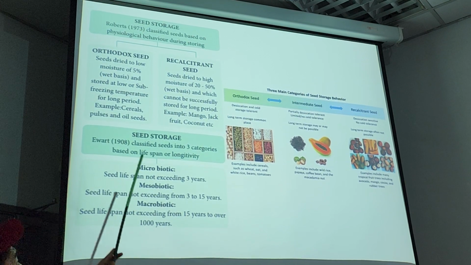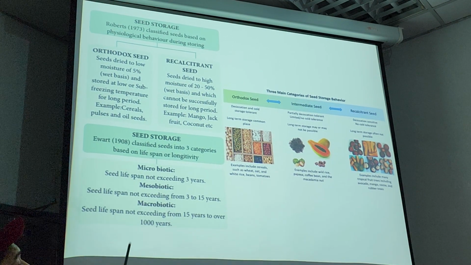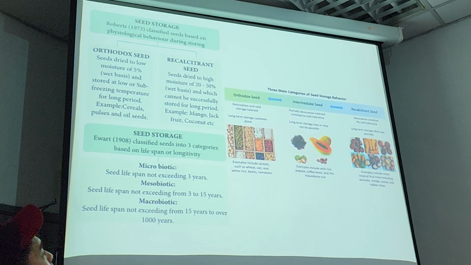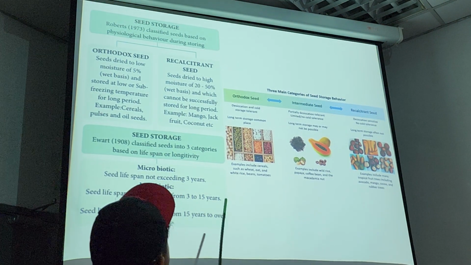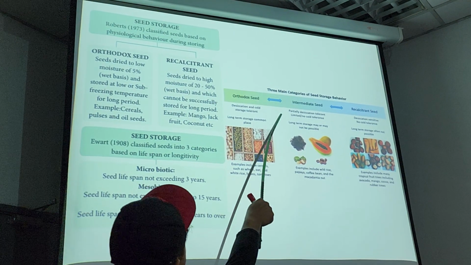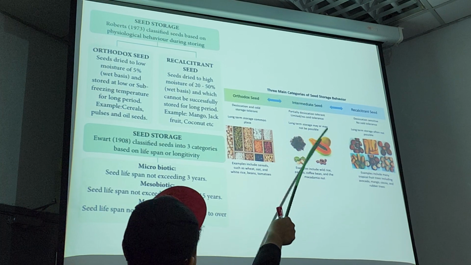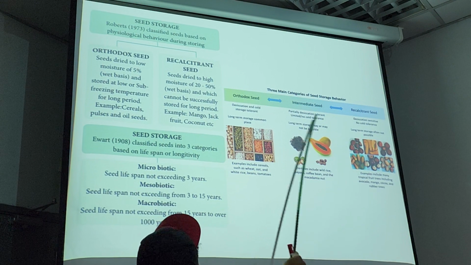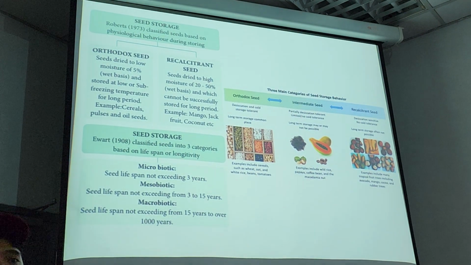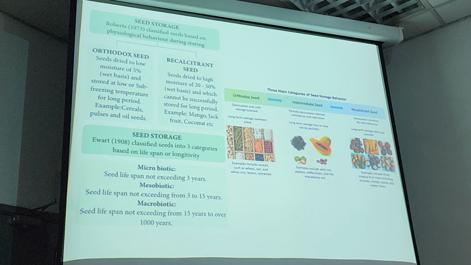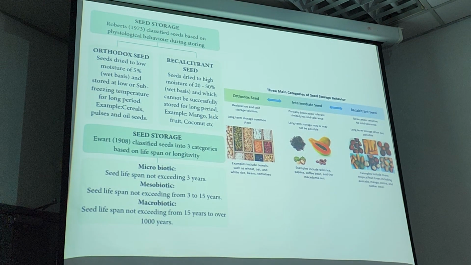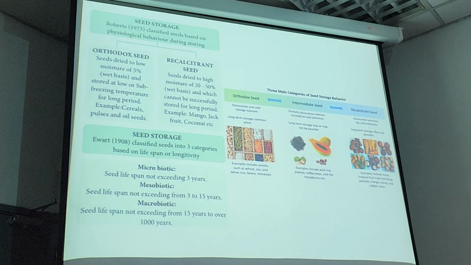So to use this classification of storage, you need a standardized storage condition. Most of the time we stick to these two. The three categories of seed storage behaviors could be orthodox, intermediate, or recalcitrant. Orthodox seeds are usually like the cereals, rice, wheat, some beans, nuts and pulses. You can dry them and then keep them for a very long time.